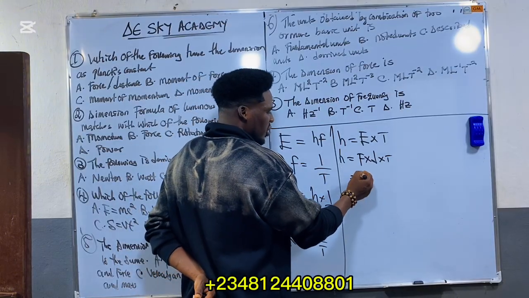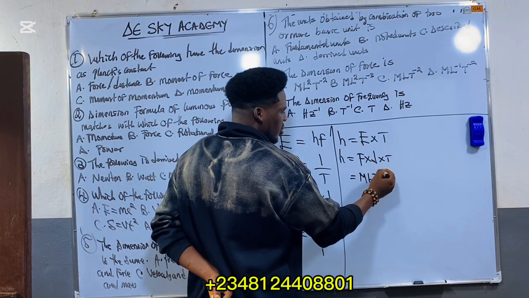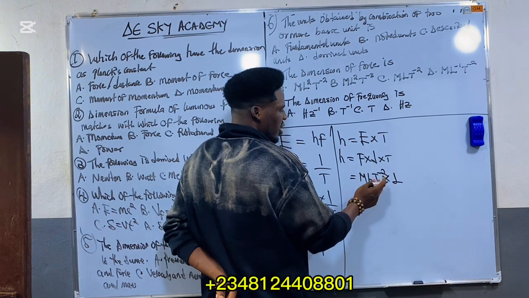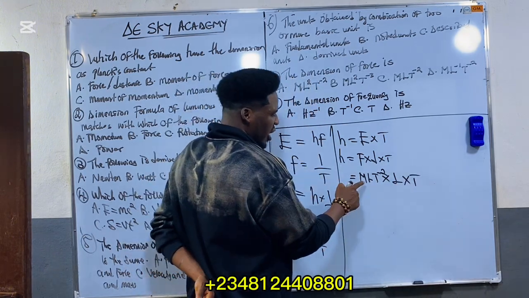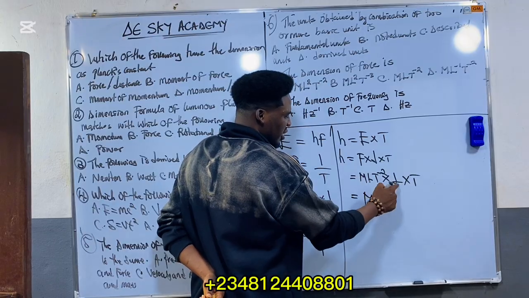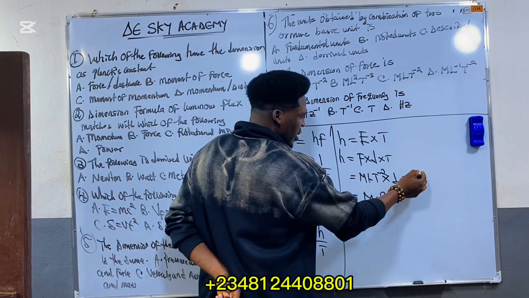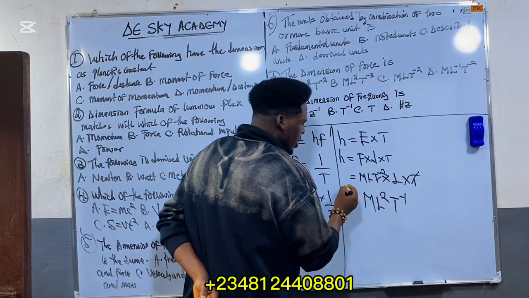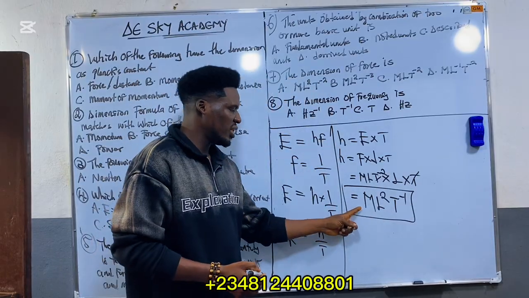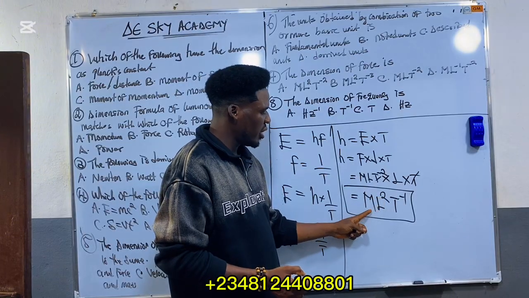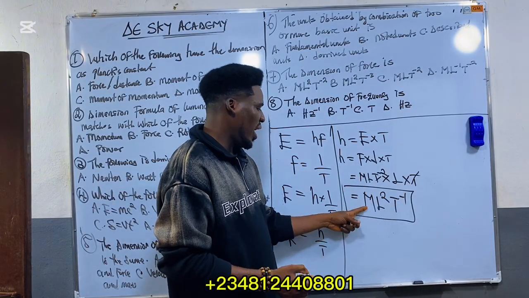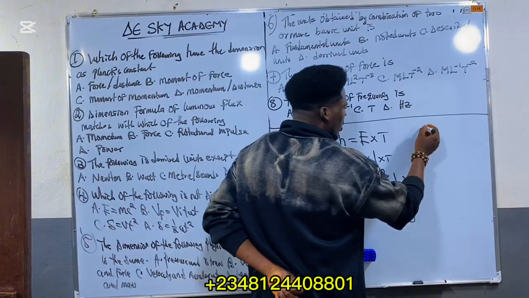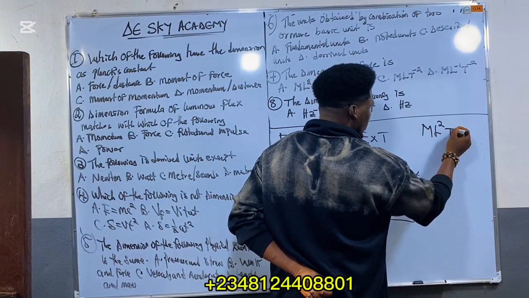So what is the dimension of force? MLT to the power of minus 2. That is the dimension of force. What's the dimension of distance? L. What's the dimension of time? T. So L times L is L square, and we cancel one T, so I'll have T to the power of minus 1. So the dimension of Planck's constant is ML square T to the power of minus 1. I repeat, ML square T to the power of minus 1. I will write it somewhere here, because this is the dimension we're looking for.